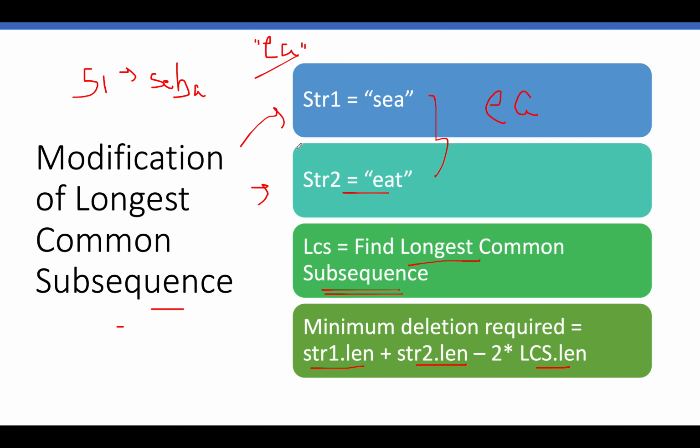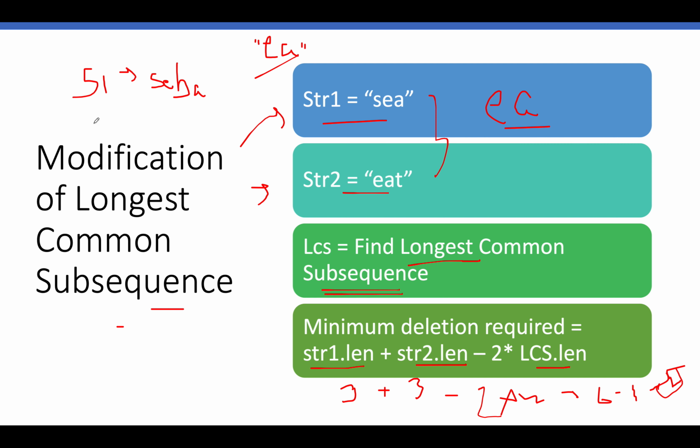So let's put this information in this formula. What is the length of s1? It's 3. What is the length of s2? It's again 3, minus 2 times the length of the longest common subsequence, which in this case is "ea", so 2. So 3 plus 3 is 6, minus 2 into 2 is 4. That gives us 6 minus 4, which is 2. The answer becomes 2.